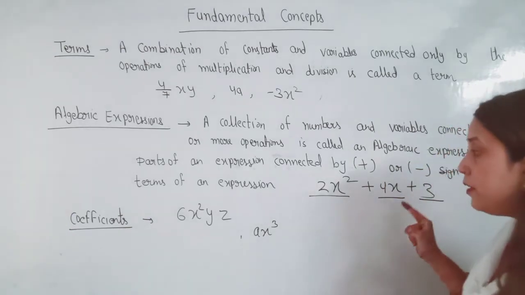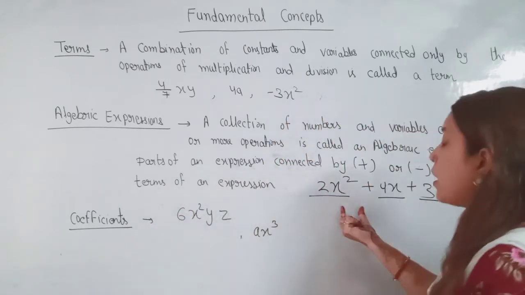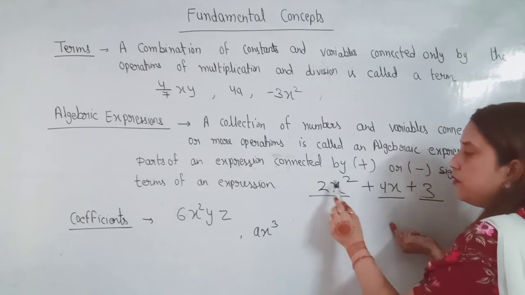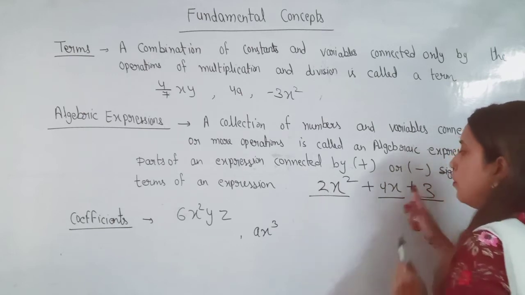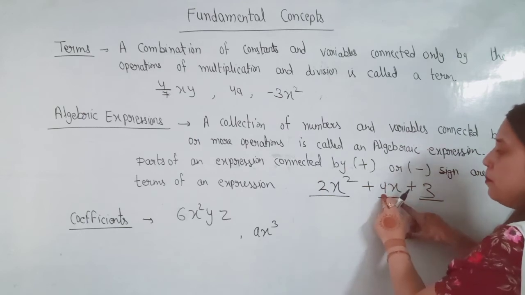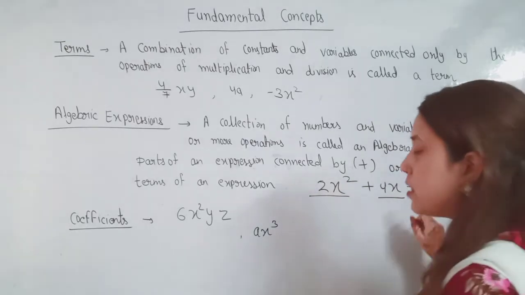Okay, and when we talk about coefficient, what is the coefficient of x square? The coefficient of x square is 2. What is the coefficient of x? The coefficient of x is plus 4. We will take it with the sign, the same as it is.